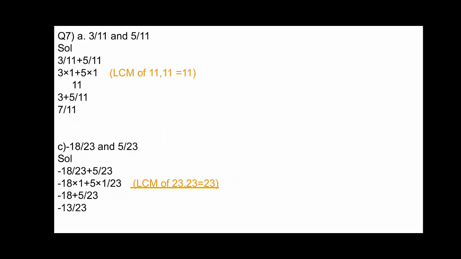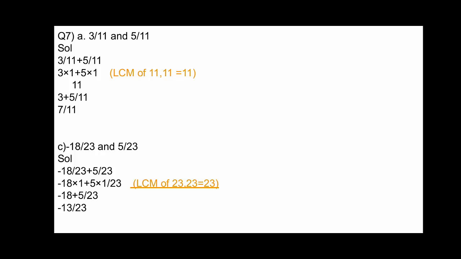Number 7a, you have to add these two rational numbers, minus 3 by 11 and 5 by 11. So the LCM of the denominators is 11. So minus 3 into 1 plus 5 into 1 divided by 11, which will give you 2 by 11.